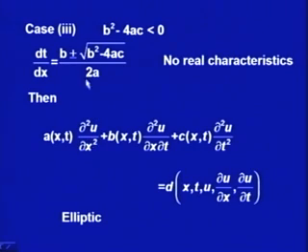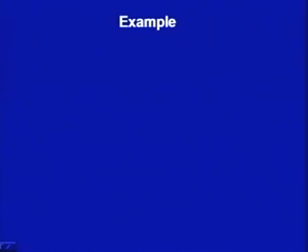All these things, when I am talking about them, are at a particular point, that is, at t equal to t naught and x equal to x naught. So, if a, b and c are constant, then of course the equations would be of these types, hyperbolic, parabolic or elliptic, for all x and t. If they depend on x and t, then the type would change from point to point. Let us try some examples to understand this concept.